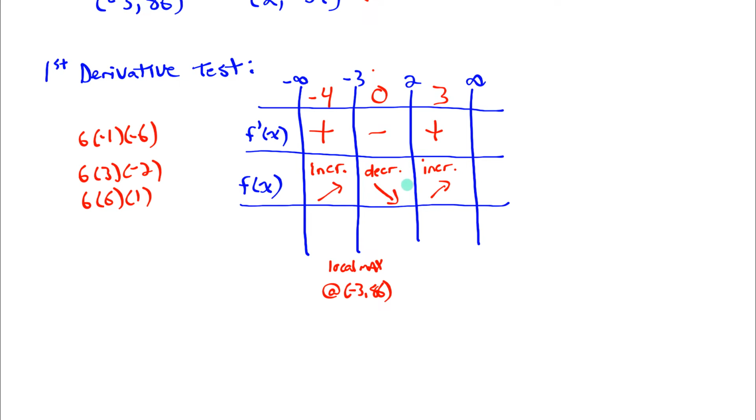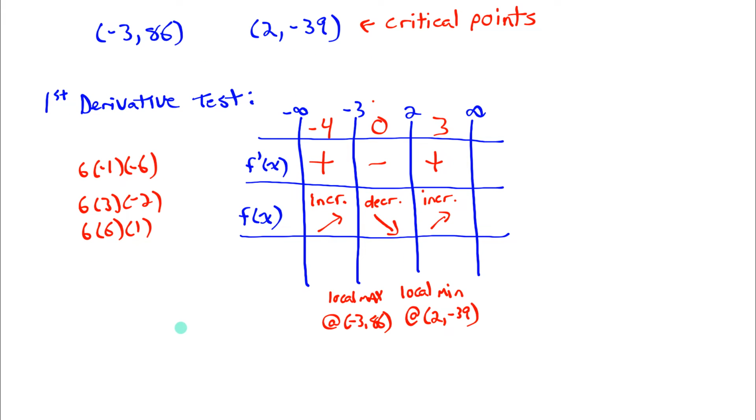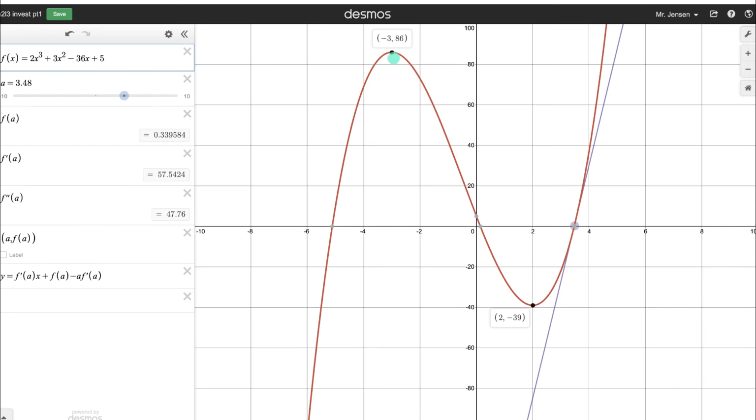And then before the critical number of 2, the function was decreasing, and after the critical number of 2, the function was increasing. So at 2, the function must have a local min point. And if we look back at our graph, notice local max at (-3, 86), local min at (2, -39).